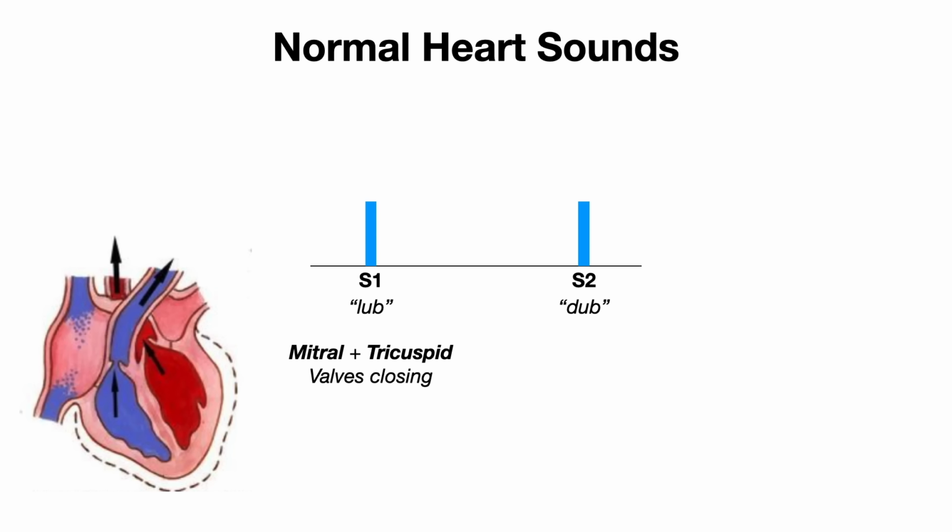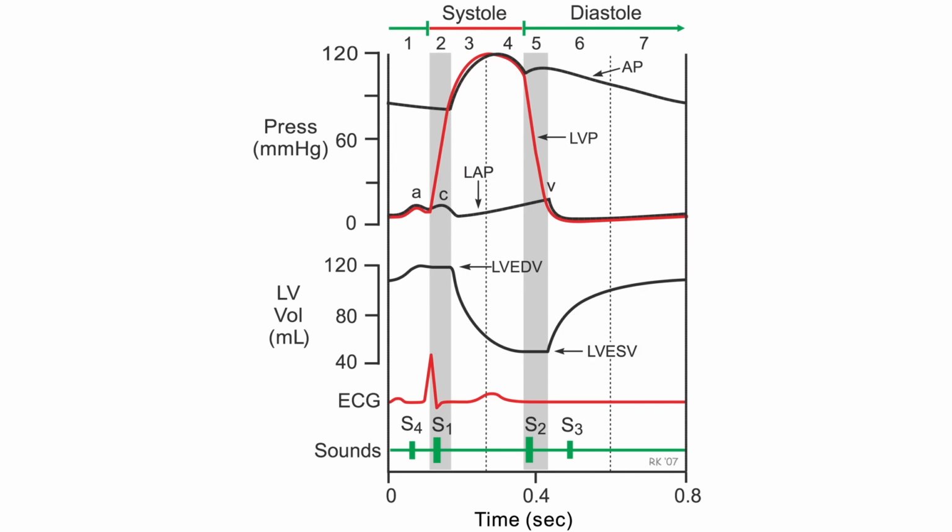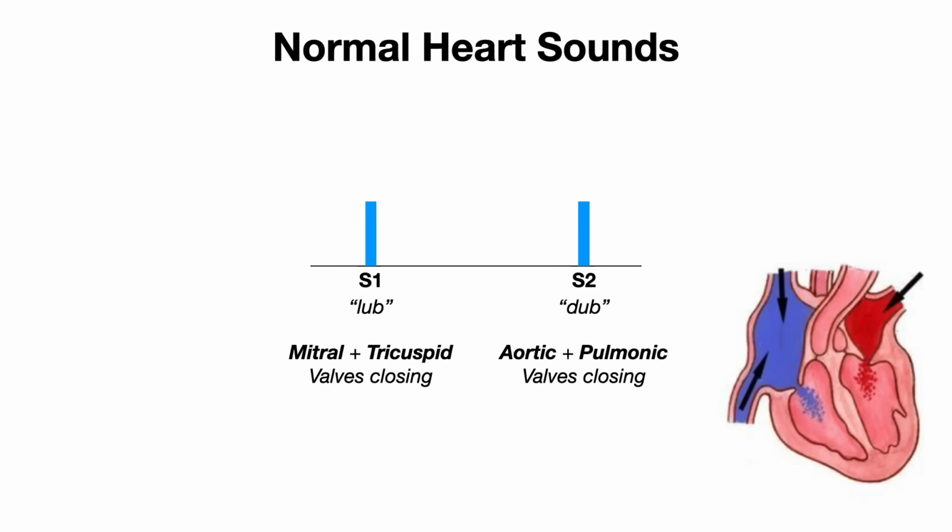Because we're about to start systole. So the S1, or the lub, is the sound that the mitral and tricuspid valves make when they close. Now the S2 sound, or the dub, let's go back to our cardiac cycle here. The S2 sound, or the dub, happens just at the beginning of diastole. So that's when the isovolumetric relaxation phase occurs. And the S2 heart sound is the aortic and pulmonary valves closing.